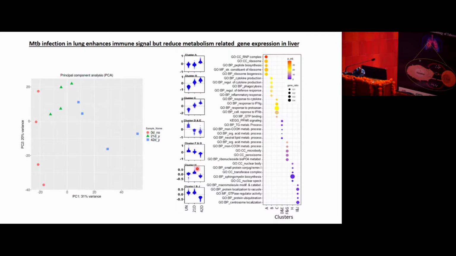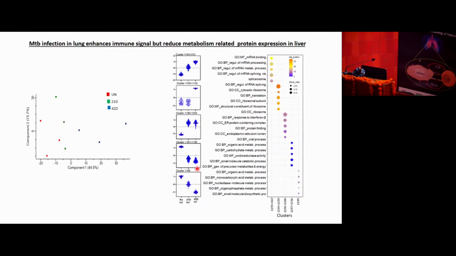But the metabolic pathways, such as monocarboxylic acid metabolic pathways, or peroxisome, all go down as the infection progresses. So basically what we see here is that the infection happens in the lung, and we also see some immune response in the liver, but there is an impact on the metabolic function of the liver. We also observed the same thing when we looked at the proteome profile. The same thing happens as the infection progresses. We see response to interferon beta and protein complexes go up, but the organic acid metabolic process and carbohydrate metabolic process are all going down.